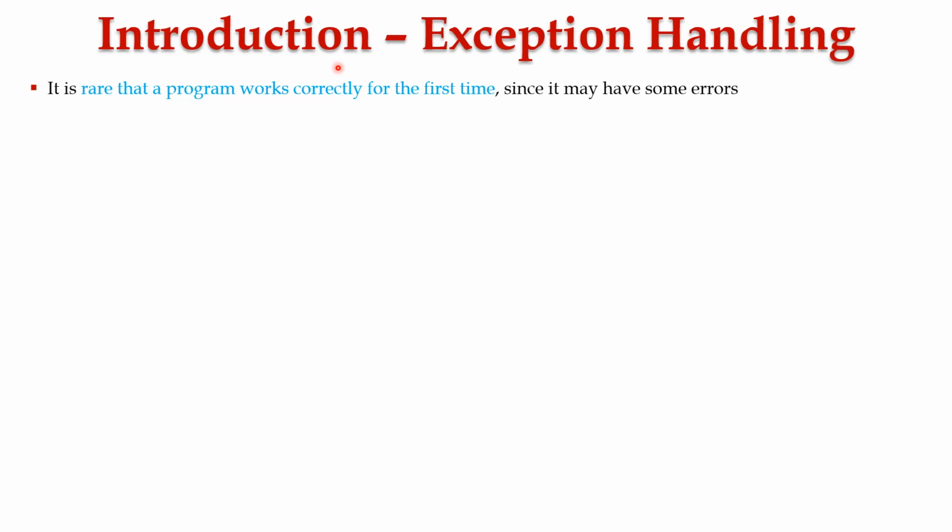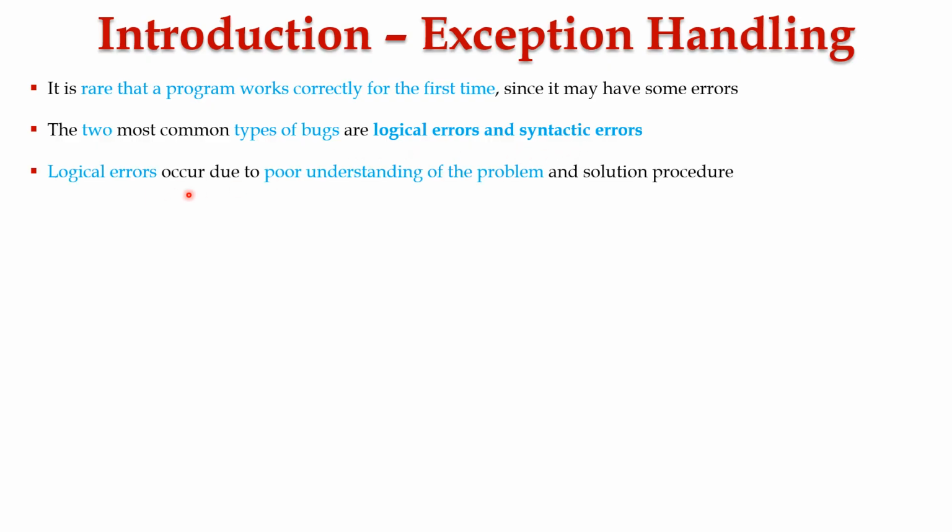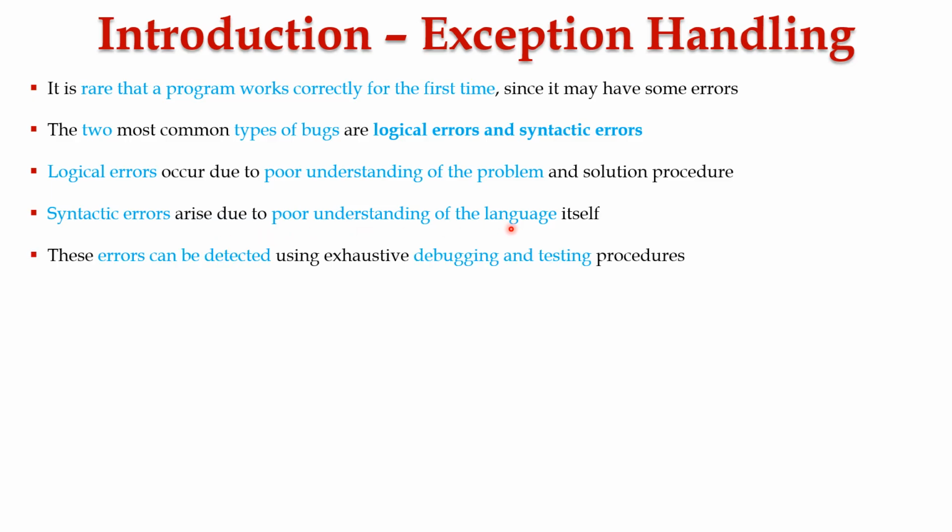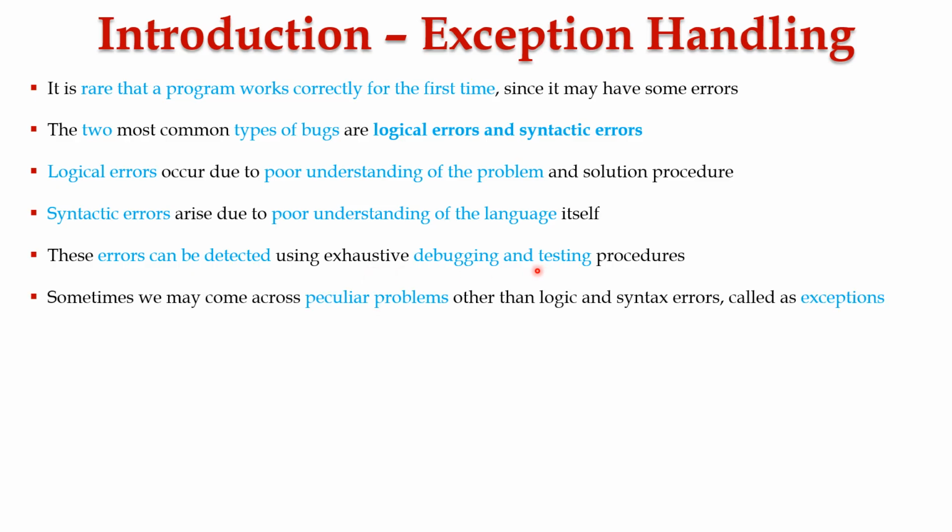As a part of introduction, we all know that it is very rare that a program works correctly the first time since it may have some errors. The two most common types of bugs are logical errors and syntactic errors. Logical errors occur due to poor understanding of the problem and solution procedure. Syntactic errors arise due to poor understanding of the language itself. The errors can be detected using exhaustive debugging and testing procedures.